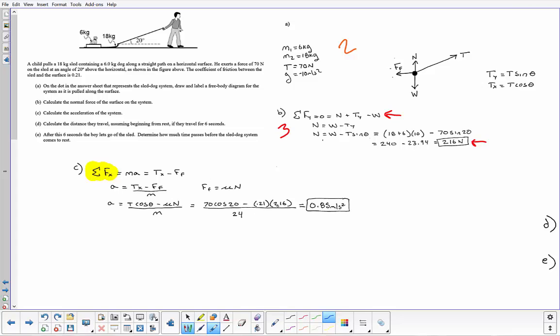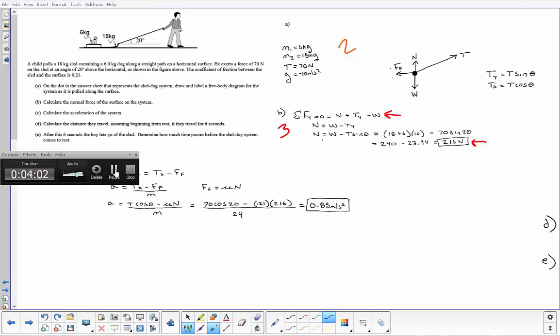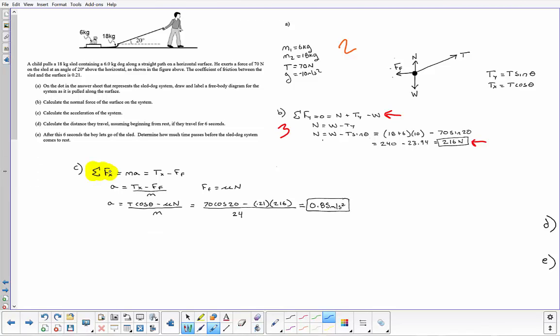Went ahead and plugged in the numbers. Should be able to follow it completely. And you get an acceleration. Okay. Part C ended up being also worth 3 points.